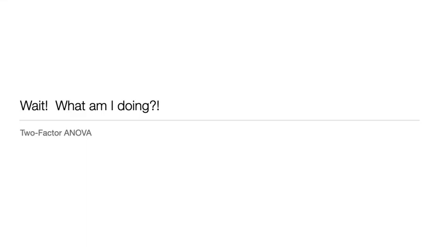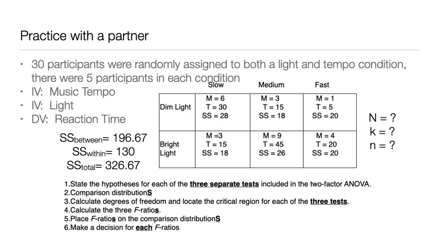Hello everyone, we are back and we are doing a two-factor ANOVA. So this is a participation question that we had in class, our practice with a partner. 30 participants were randomly assigned in both light and tempo conditions. There were 5 participants in each condition.